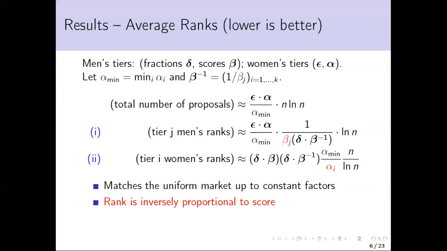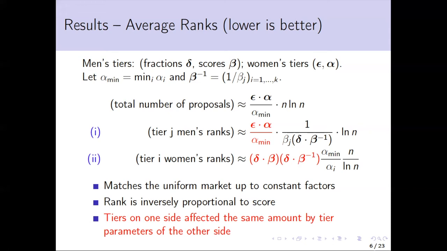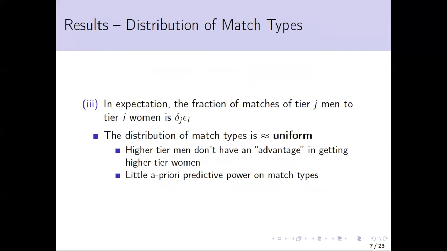And finally, we comment that tiers on one side are in fact affected the same amount by the tier structure on the other side, as you can see that the highlighted terms have no dependency on i and j. And our second piece of result is about the distribution of match type.